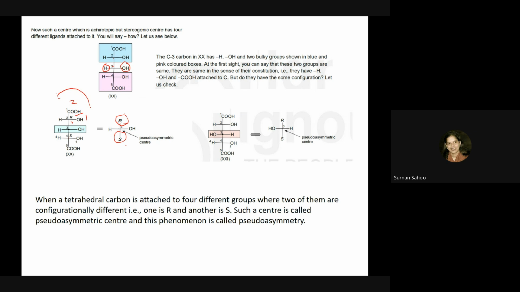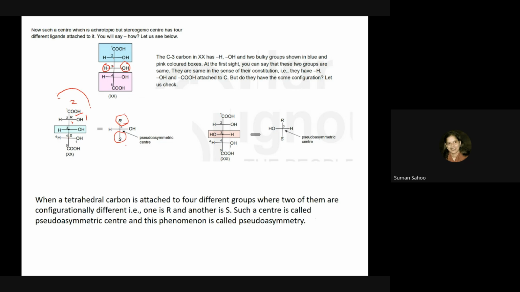So we can just say, when a tetrahedral carbon is attached to 4 different groups, where 2 of them are configurationally different, one is R and another is S, such a center is called a pseudo asymmetric center, and this phenomenon is known as pseudo asymmetry.